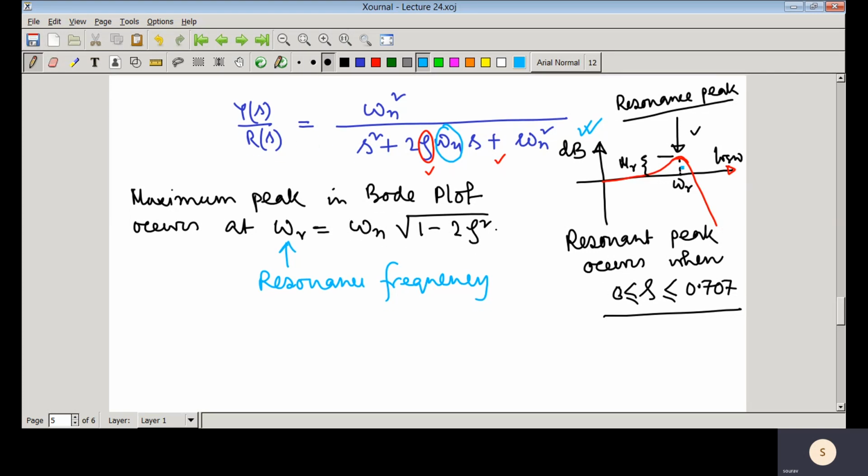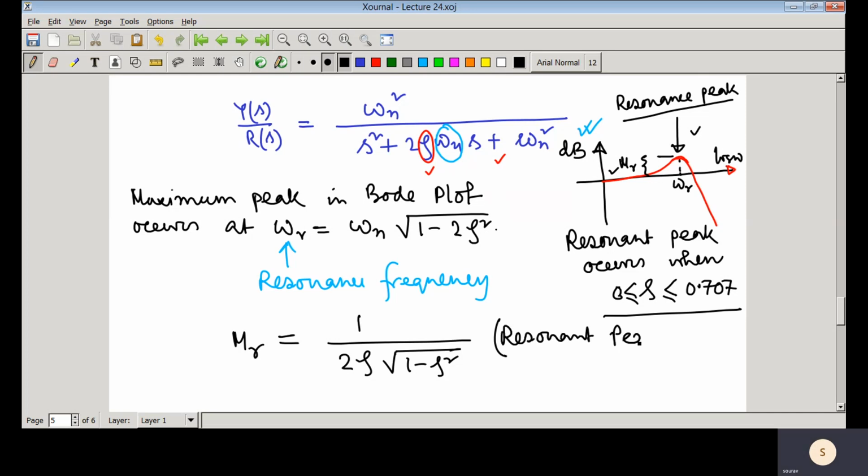So whenever we do that Bode plot, we will get that one. Then what would be that maximum peak? This maximum peak is MR, and MR is 1 over twice zeta square root of 1 minus zeta square. I am not going to show any derivation, it can be done easily. So this is that resonant peak, and this value is MR.